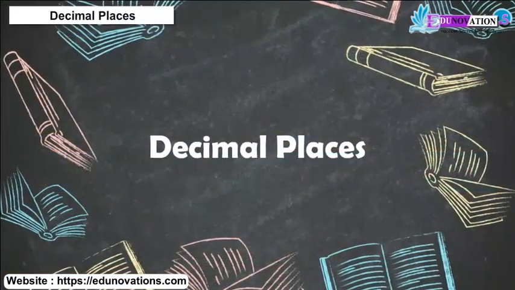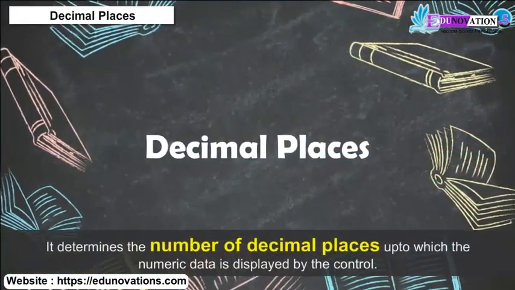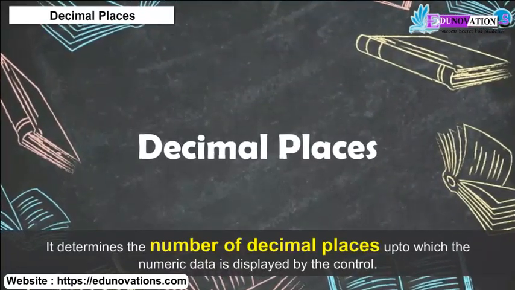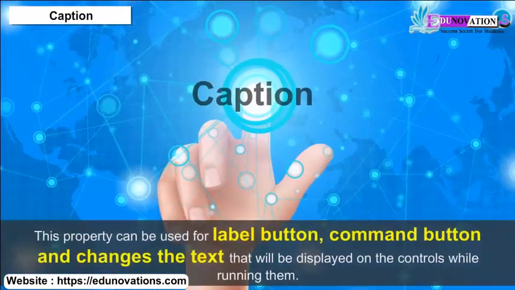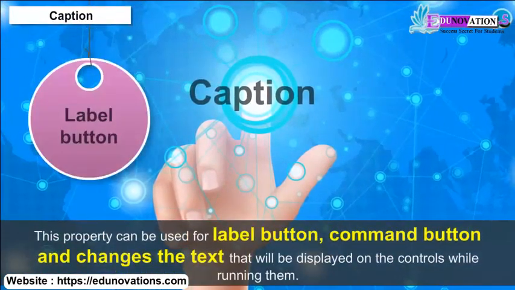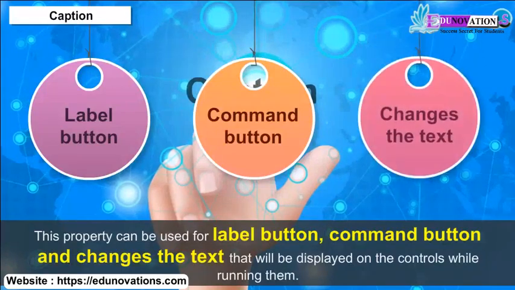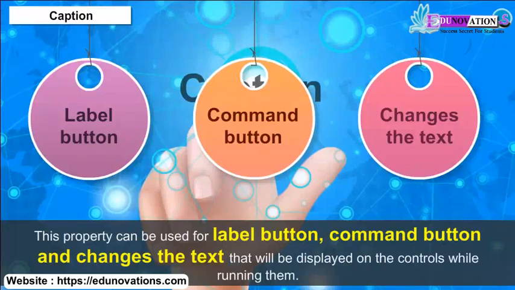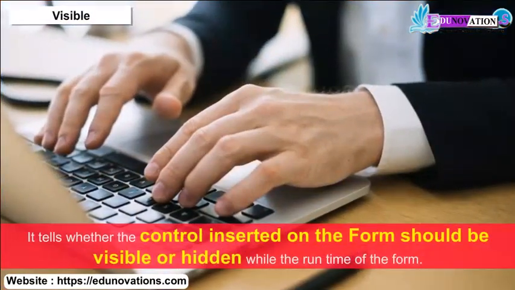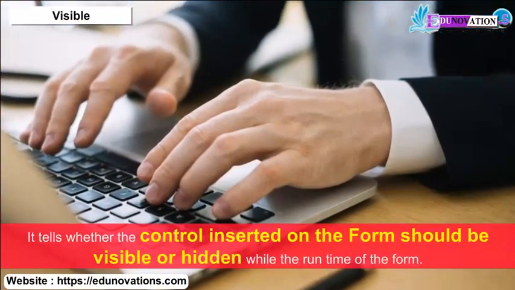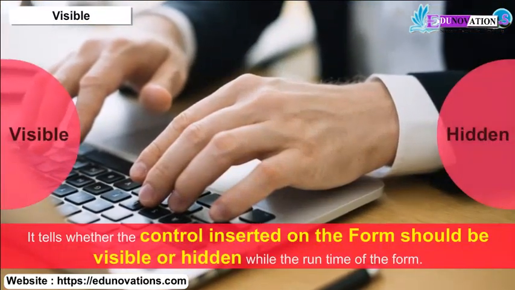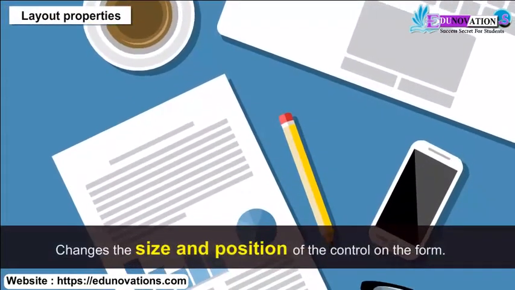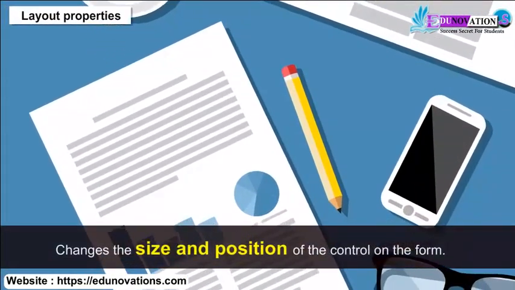Decimal places. It determines the number of decimal places up to which the numeric data is displayed by the control. Caption. This property can be used for label and command button, and changes the text that will be displayed on the controls while running them. Visible. It tells whether the control inserted on the form should be visible or hidden at runtime of the form. Layout properties. Changes the size and position of the control on the form.